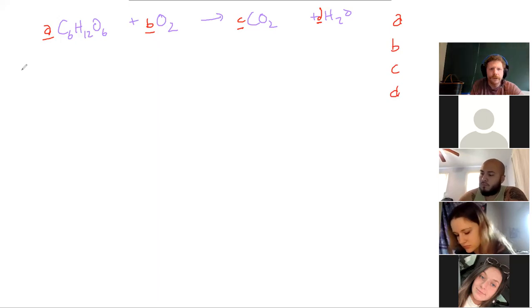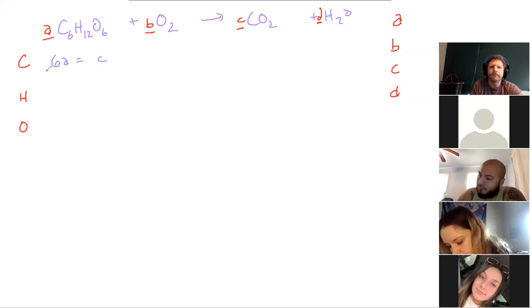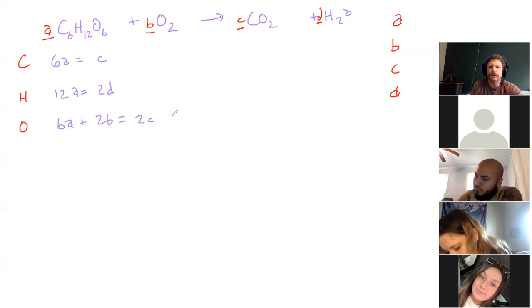I like to set up my equations for carbon, hydrogen, and oxygen. Carbon has 6A equals C. Hydrogen is 12A equals 2D. And oxygen, I've got 6A plus 2B equals 2C plus D.